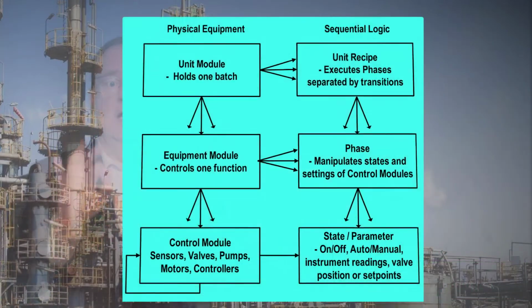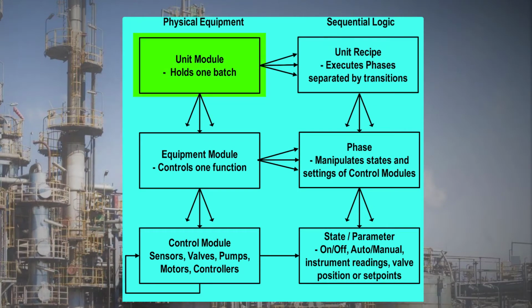We're going to focus on the lowest 3 levels of S88. A unit module holds one batch and is capable of running one or more unit recipes which act on the batch. So a batch reactor is a unit, or a batch distillation column, or a mixing tank. A unit module is made up of one or more equipment modules. An equipment module controls one function of the unit.